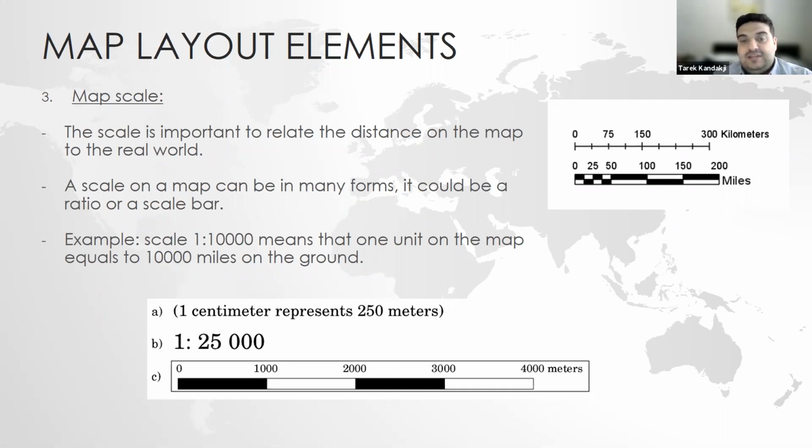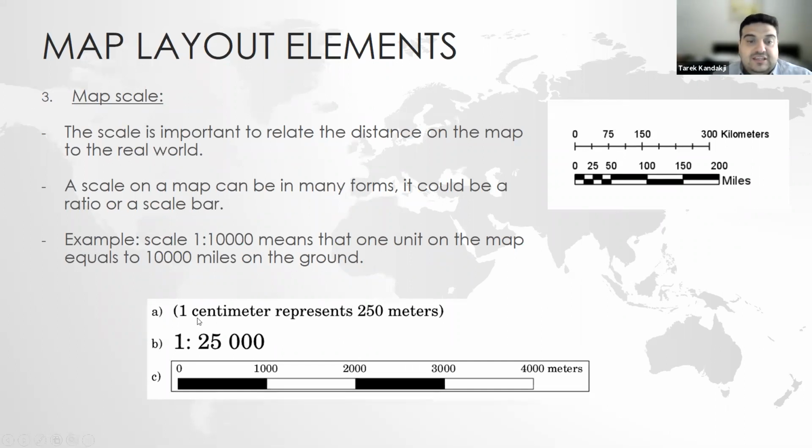If you see a map and it says scale 1 to 10,000, that means that one unit on the map equals 10,000 of the same unit in the real world. That unit can be 1 centimeter or 1 inch on the map, and we will explain that later on. For example, this scale here goes from 0 to 300 kilometers. So when you look at the map, any distance between features that is this much on the map means that they are 75 kilometers apart in the real world.